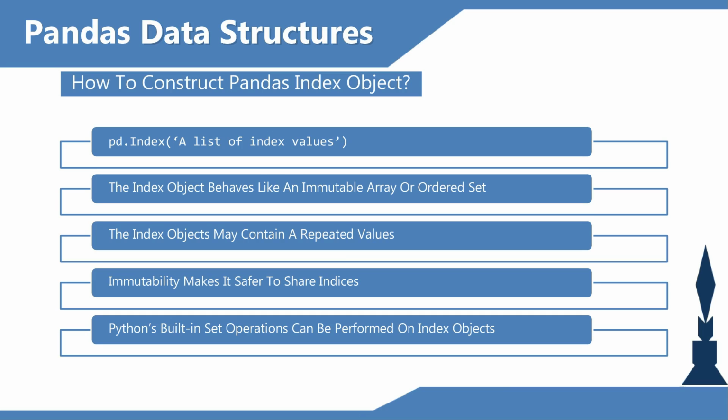The Index object follows many of the conventions used by Python's built-in set data structure, so that unions, intersections, differences, and other combinations can be computed in a familiar way.